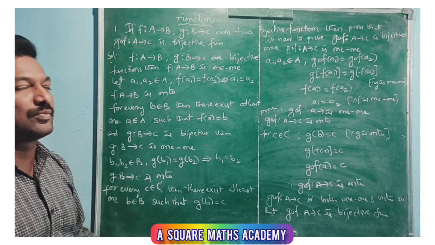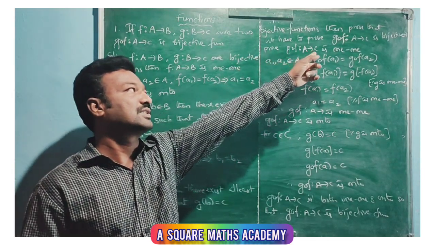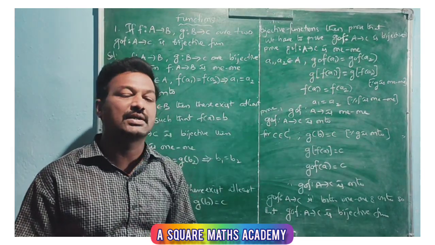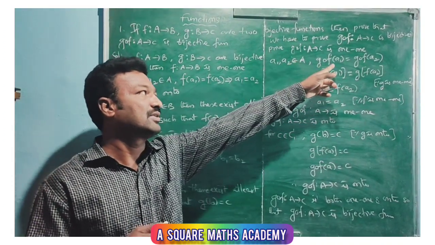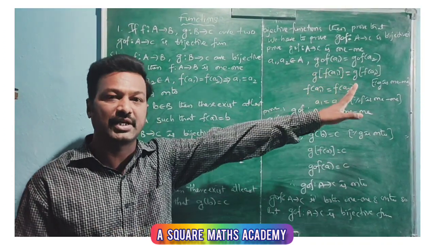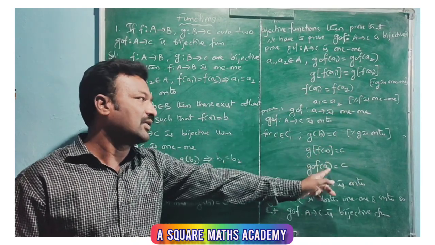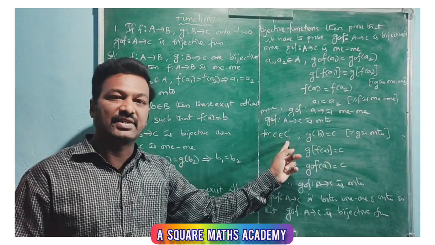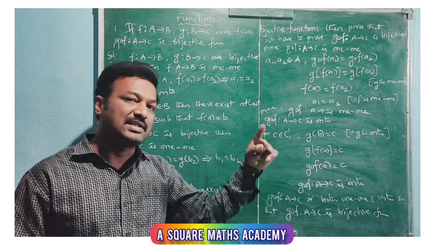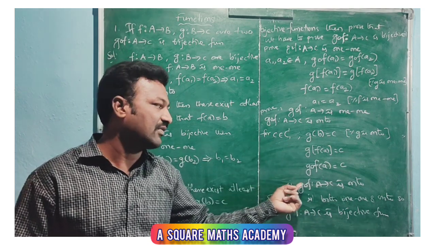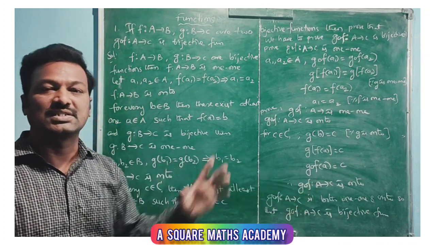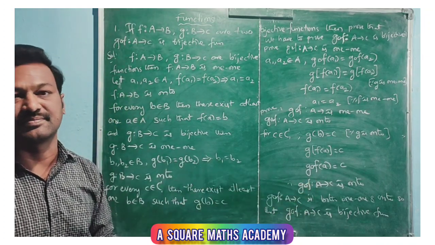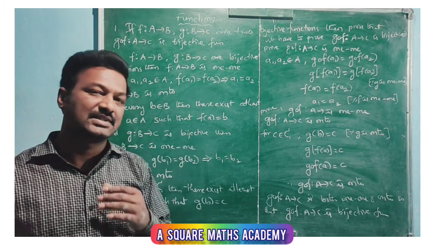So thereafter we have to prove G circle F from A to C is bijective. What is bijective? We have to prove 1-1 and prove onto. 1-1 is nothing but G circle F of A1 equals G circle F of A2 implies A1 equals A2, we prove. What is onto? C belongs to C. For every C belongs to C, there exists at least one A belongs to A such that G circle F of A equals C, we prove. So like this here. Okay. So this is the first theorem, the most important theorem also. Okay. Now we go to the second theorem.